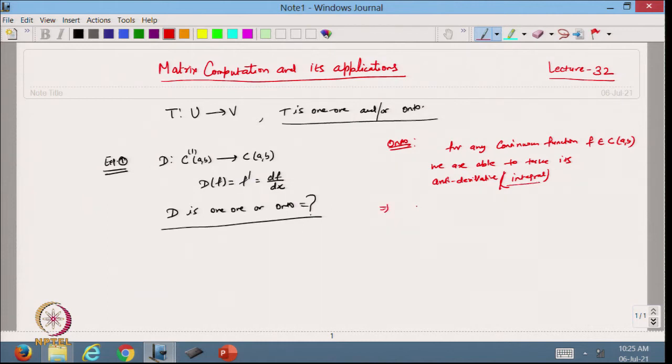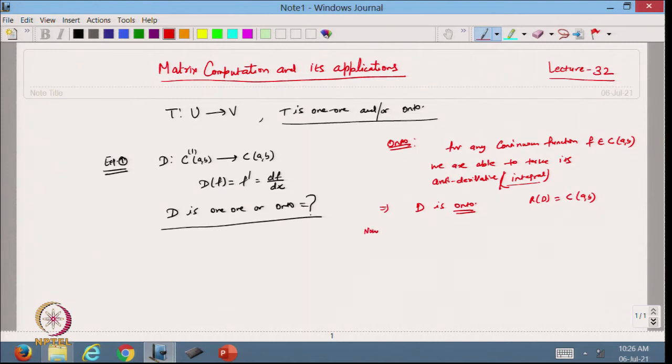From here I can say that this linear transformation D is onto, because for any continuous function I can take the antiderivative, and that reaches to C1 A B. This is the way we show that for any vector in the range space C A B there is a vector in the domain such that D of that function is equal to it. So D is onto, meaning the range space of D is equal to the whole space C A B.